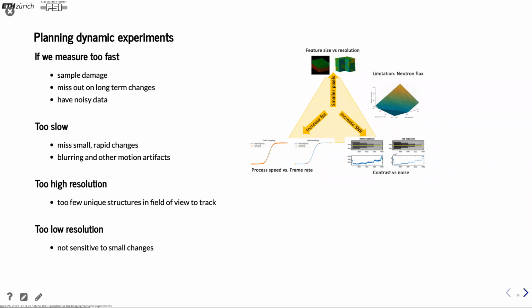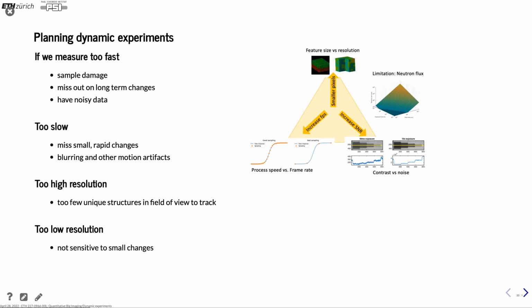And if you measure too slow, then you may miss small and rapid changes, and you will have blurring or motion artifacts in the data, which can be very annoying. Particularly motion artifacts. If you do tomography, you will have very strange streaks in the 2D image. You may even have seen it in the evening when you take a picture with too long an exposure time. You can see that the hand is sweeping out. That's also a motion artifact.